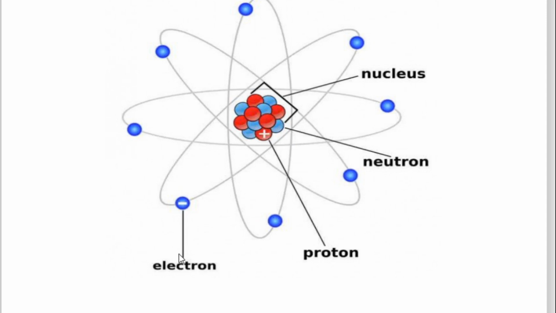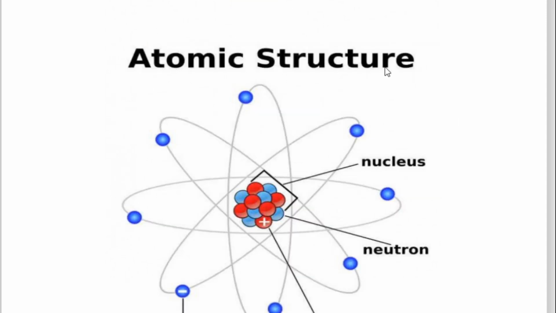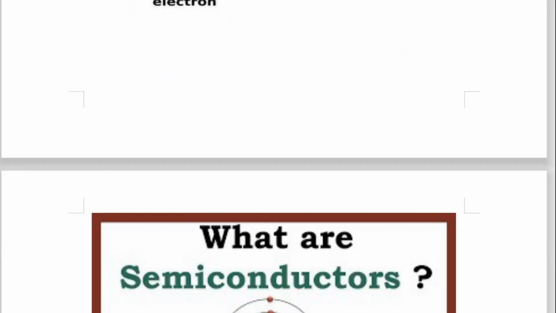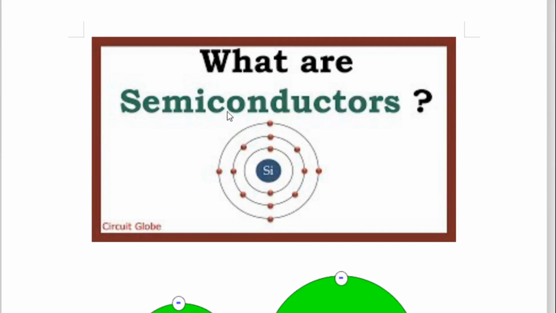These are the electrons marked by the minus sign because they have negative charge. And this is the entire structure of your atom. So this is called atomic structure. The atomic structure consists of a nucleus. The nucleus consists of protons and neutrons. Protons are positively charged, neutrons are neutral. To balance the positive charge, negatively charged electrons are there, and that all of you know, this is basic only. Now, what are semiconductors?